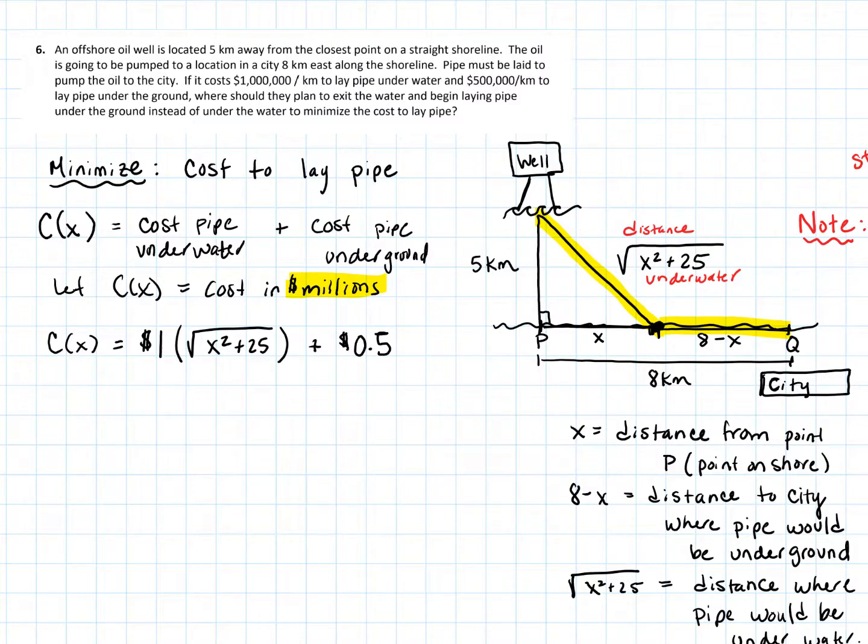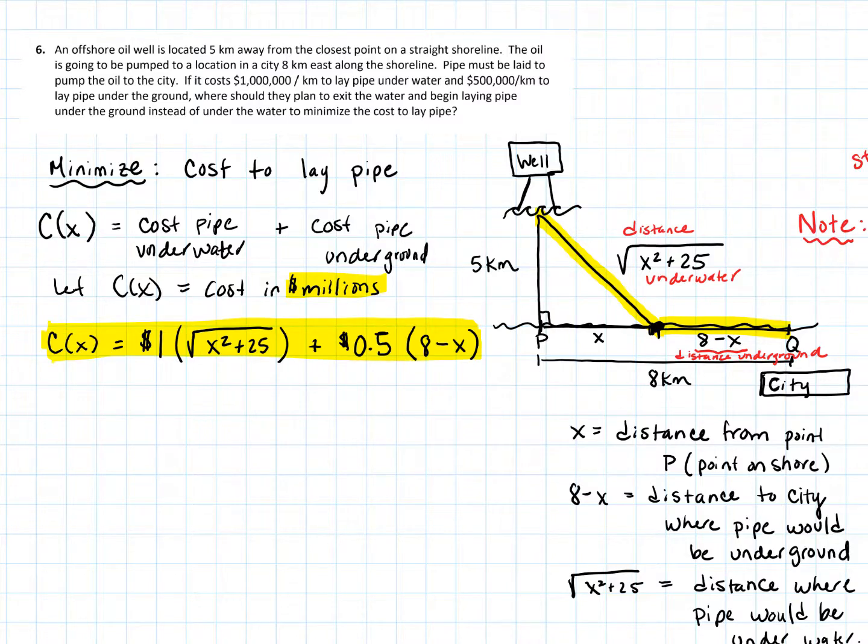And what's the distance under the ground? Well, this piece right here is the distance underground. So the distance underground is that 8 minus x. Wherever we come out, we're going to have 8 minus x kilometers left to get us to the city. So that's going to be 8 minus x. So it's going to be 500,000, which is represented in millions as half of a million, so 0.5 million times 8 minus x. And that gives us the cost. That is our optimizing function. That's our objective function, the function that we want to optimize. We want to minimize that function.